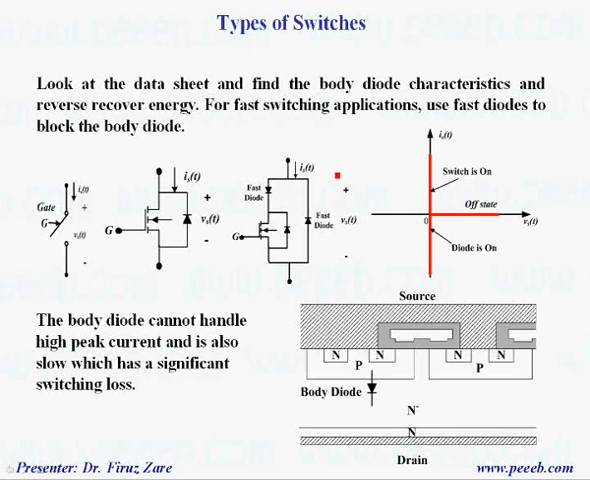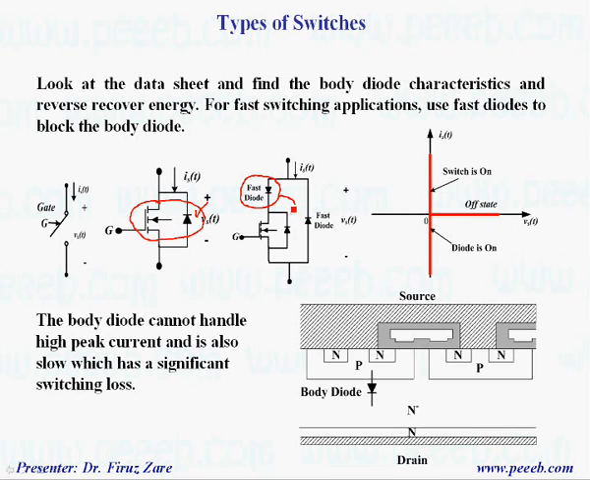When we design a power electronic circuit based on MOSFET, we have to look at the datasheet, and if there is any body diode, then we have to consider it, because body diodes are not very fast diodes. So in order to block that one and use the MOSFET in high frequency applications, we need to have fast diodes in this configuration. That means this fast diode can block the body diode.